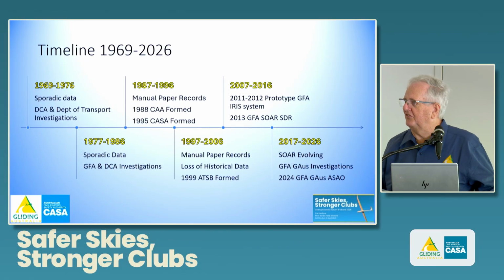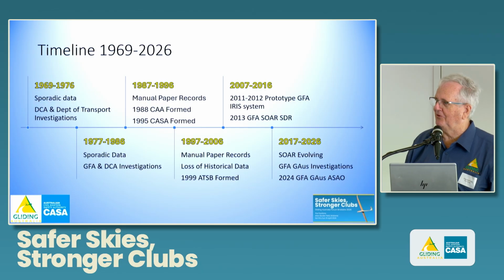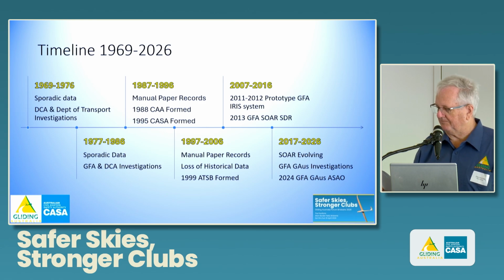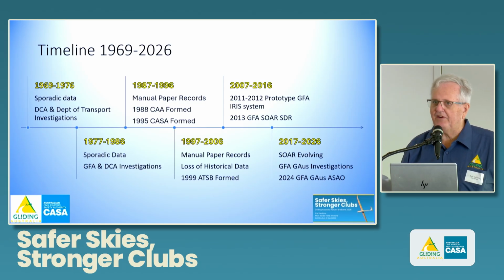Back in the old days, the 60s and 70s, we had sporadic data, and it was the old Department of Civil Aviation, Department of Transport enterprise. That evolved into what they called DCA. GFA was doing its thing. And in those days, we had some very good people in Gliding Australia, the Gliding Federation, who were involved in assisting and advising: the Bob Halls, Mike Valentines of the world. Great names, great expertise. But it was very much sporadic effort on high-profile incidents and working with the departmental officials in those days.